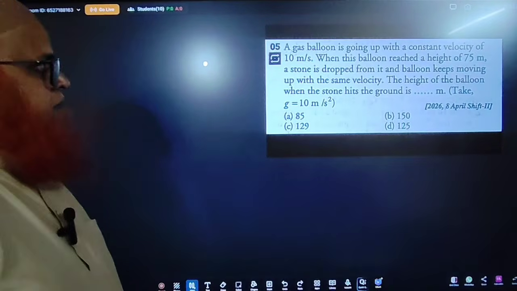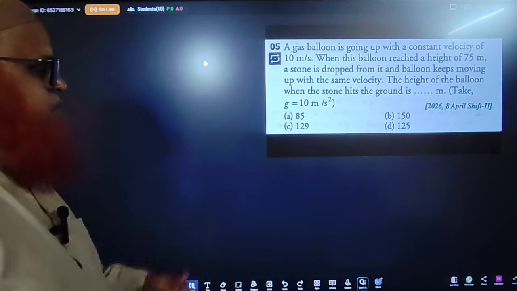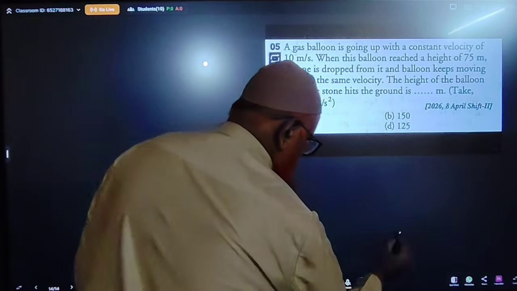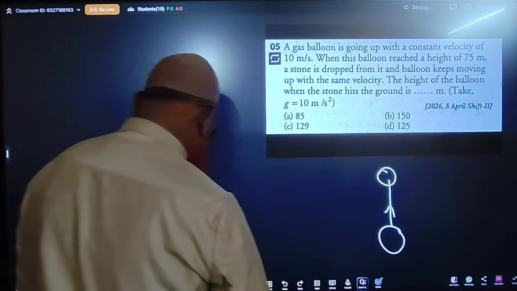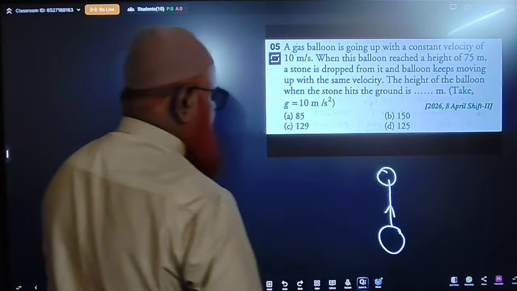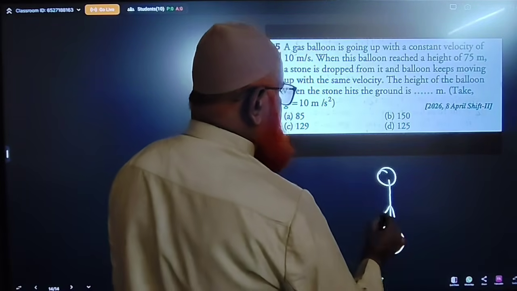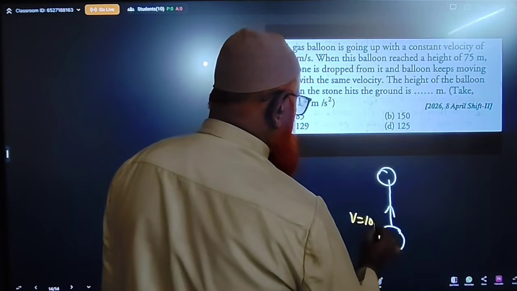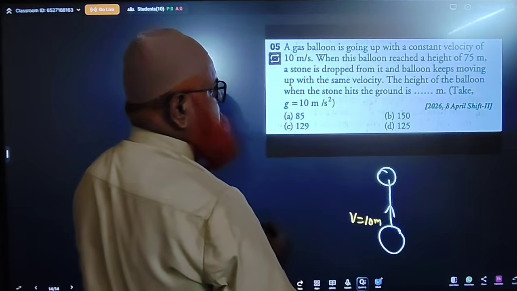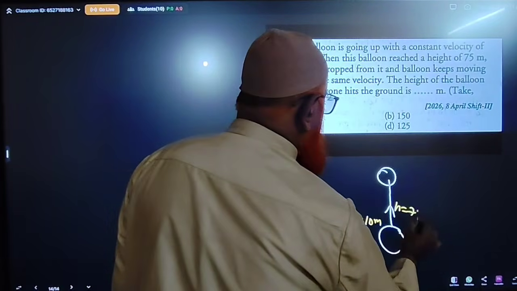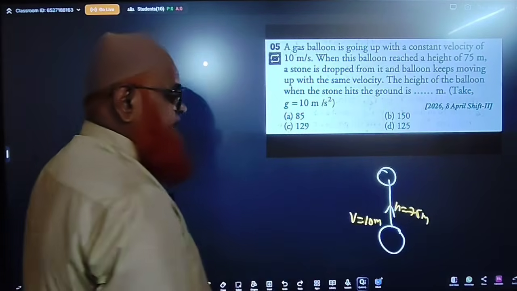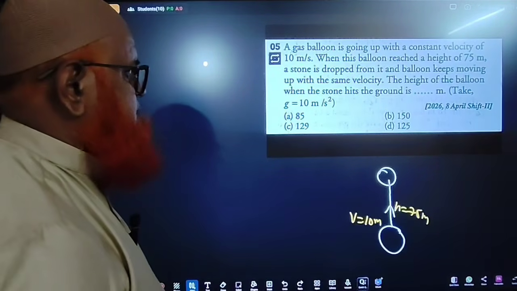See this next problem here. A gas balloon. This is a balloon. It reaches up to here with a constant velocity, v is equal to 10 meters per second. It is moving upwards. Okay, it has reached a height of 75 meters. It has reached a height of 75 meters.